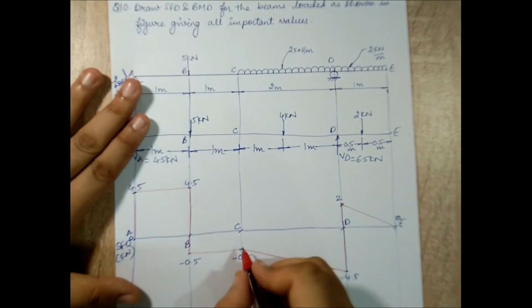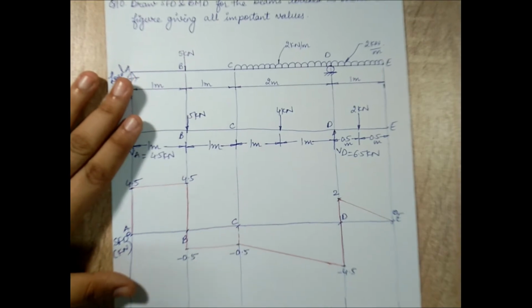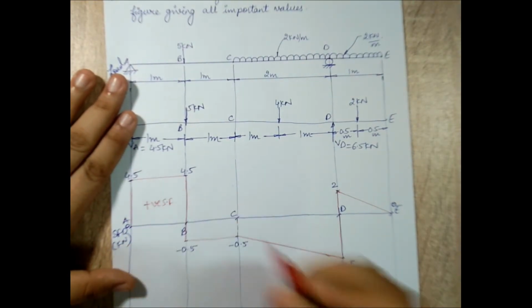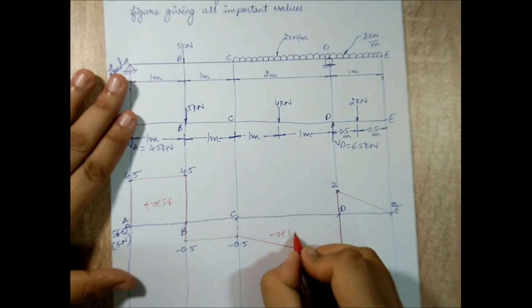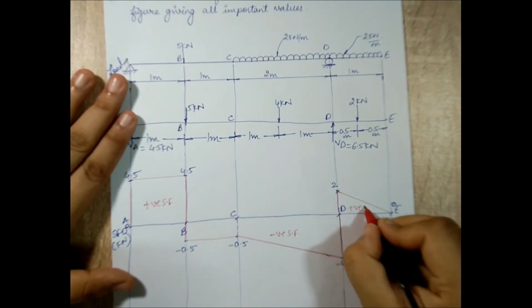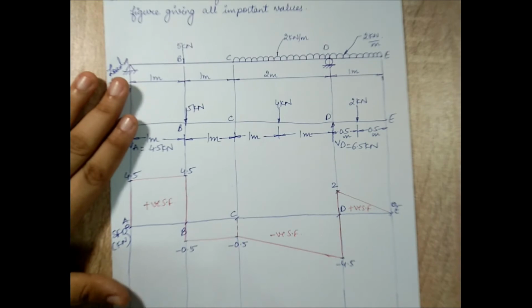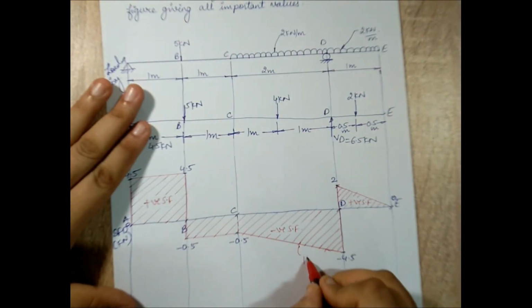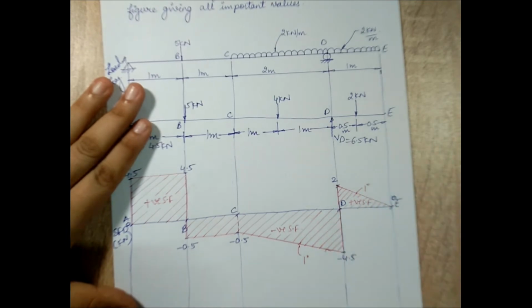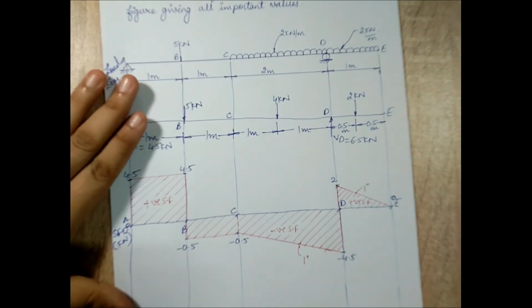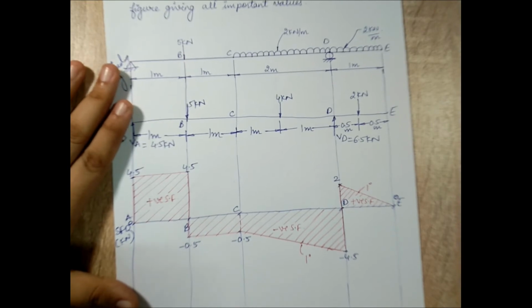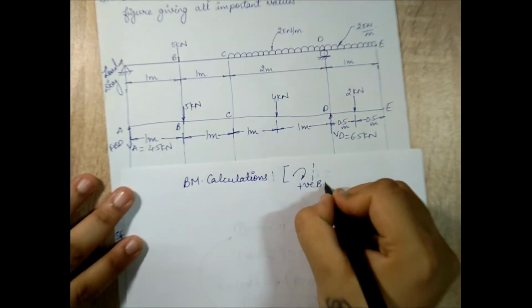So I'll just trace this point. This is positive shear force, this is negative shear force, and this is positive shear force. And now I'll draw the hatching line. Here I'll just write this is 1 degree and 1 degree in case the line becomes curved for any drawing error. Next I'll calculate the bending moment values.